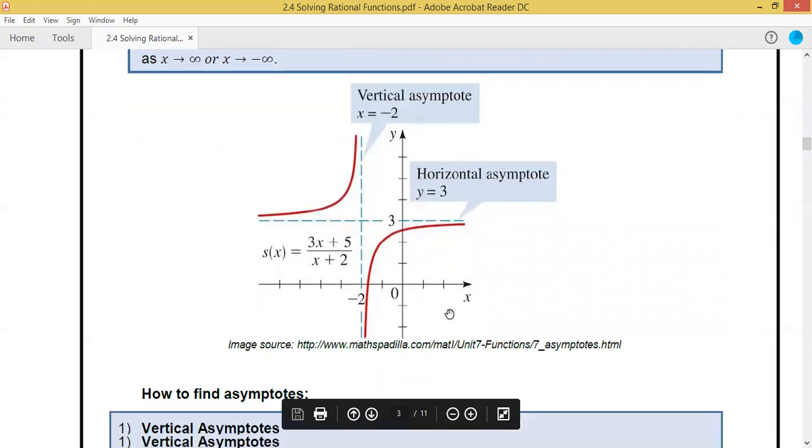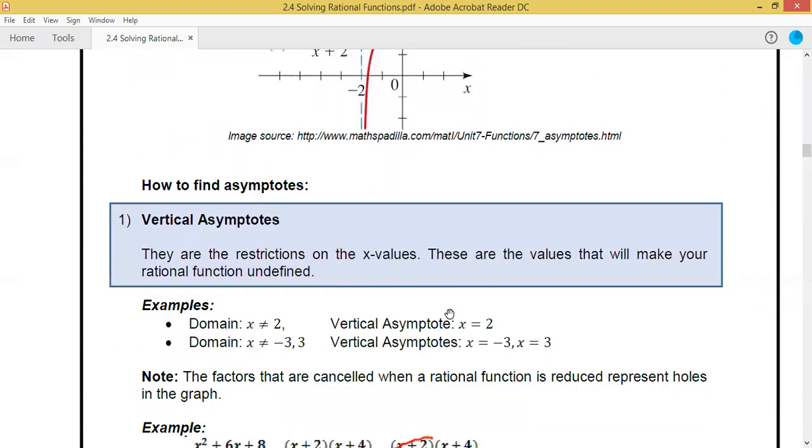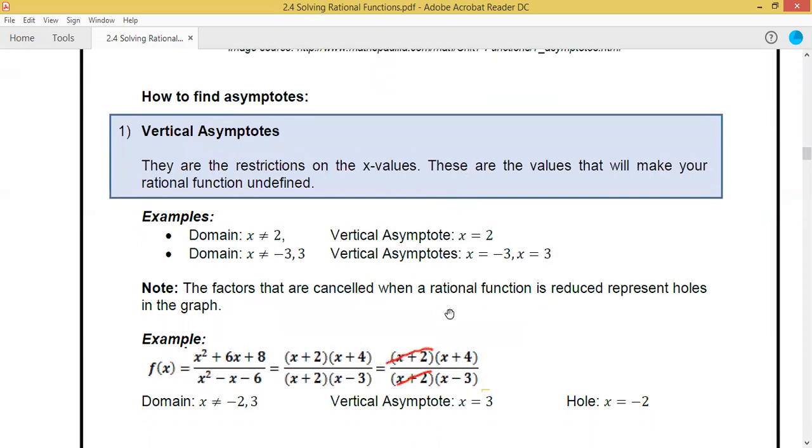Now, how to solve for the vertical asymptotes? There are restrictions. Let's start with the vertical asymptotes. There are restrictions that will make your rational function undefined. Remember your domain? Remember the previous one? X is not equal to 2. So if x is not equal to 2, our vertical asymptote is x is equal to 2. You just change the not equal sign to equal.